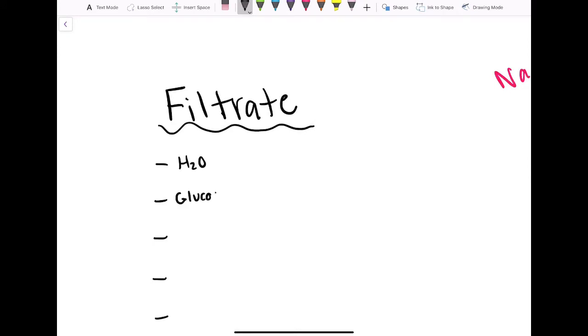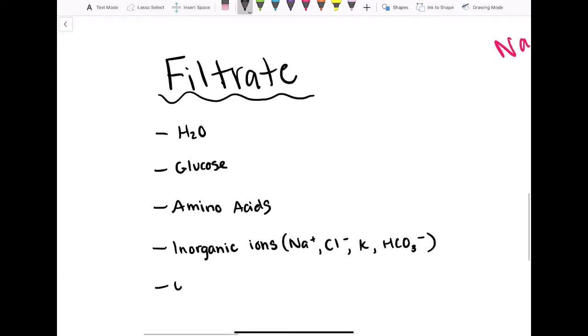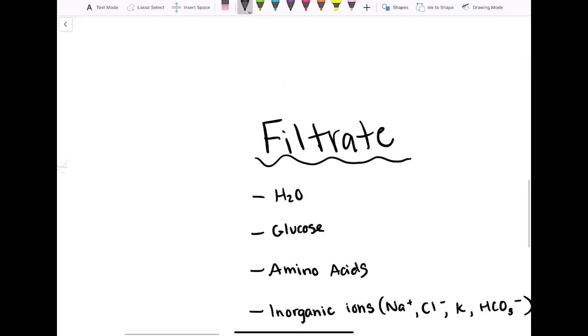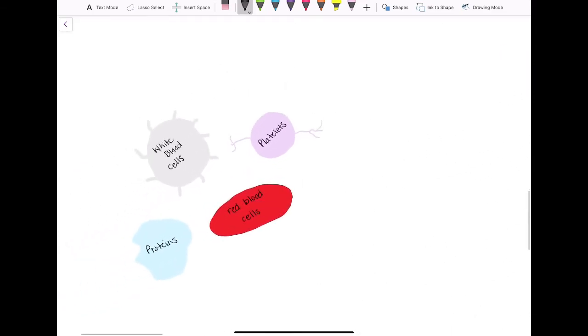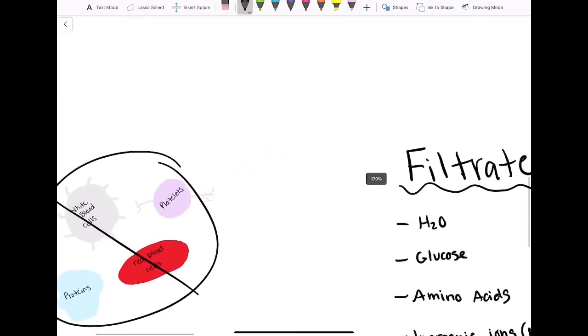Filtrate is mostly made up of water, glucose, amino acids, inorganic ions like sodium, chloride, potassium, and bicarbonate. It also contains waste products like urea. White blood cells, red blood cells, platelets, and proteins do not pass through the Bowman's capsule.